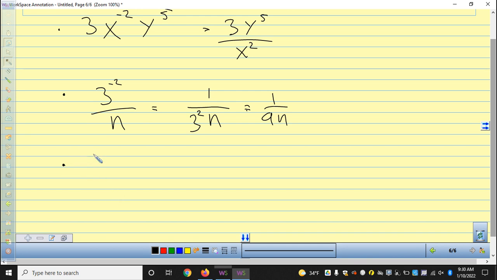If I have 1 over x to the negative 7, I don't want that negative exponent in the denominator. So I write that as x to the 7th. I can think of this as x to the 7th over 1, which is the same as x to the 7th.